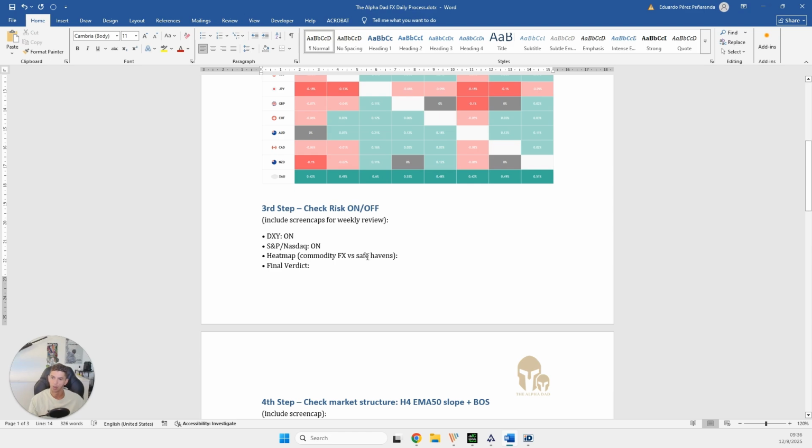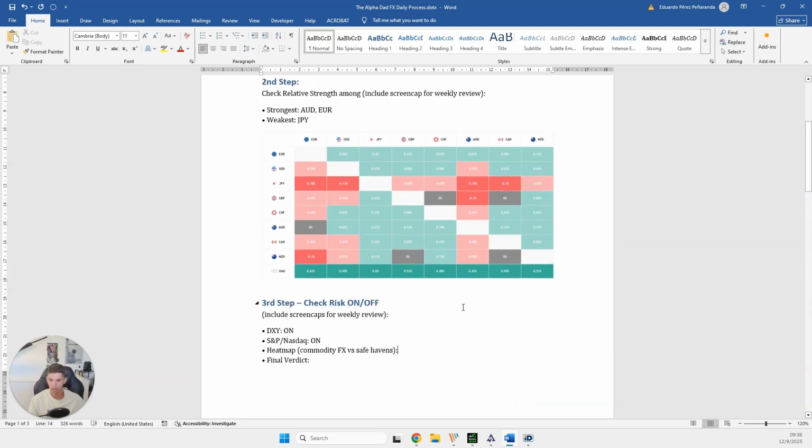Heat map. Commodity FX versus safe haven. Okay, so here we need to understand one thing. What are the commodity currencies? AUD, NZD, and CAD, basically, right? Those three, because they are tied to gold, oil, etc. If we see the commodity currencies are slightly green, mostly green, we would say.